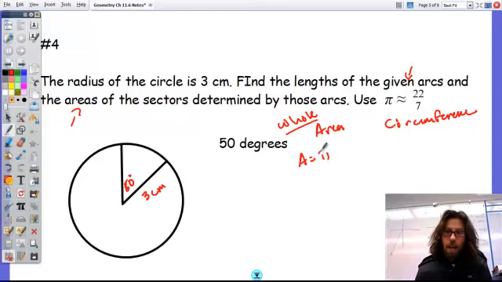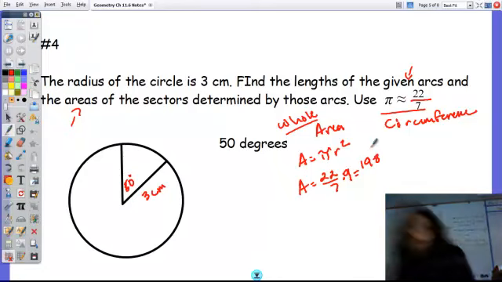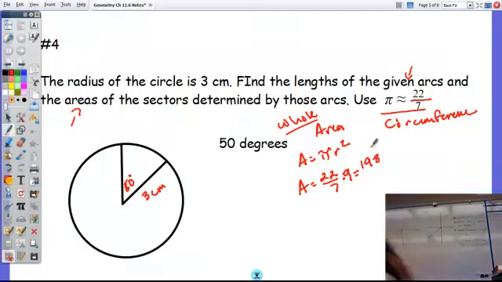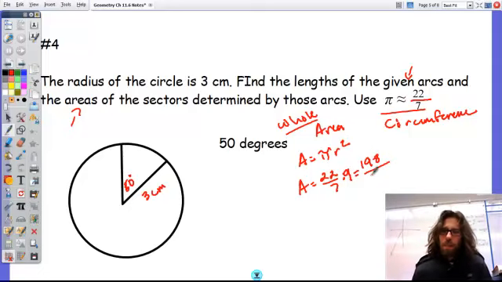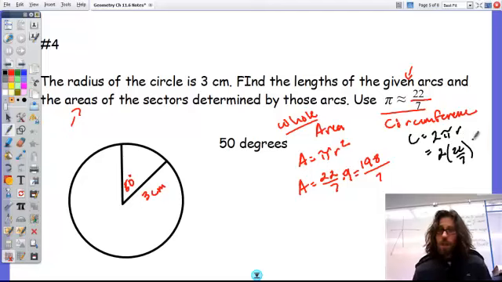We're going to go A is equal to pi r squared, and in this case, we're going to be using 22/7 for pi. So we get that the area is equal to 22/7 times 3 squared, which is just 9. And so then we get 198/7 is our area. And then for the circumference, we say C is equal to 2 pi r, so 2 times 22/7 times our radius, which is just 3, in which case we are going to get 132/7. And that is our circumference.